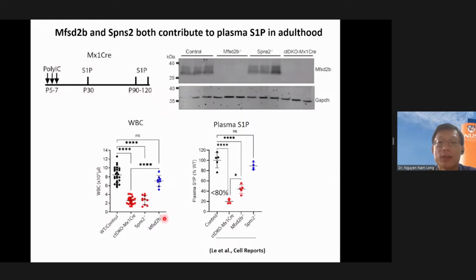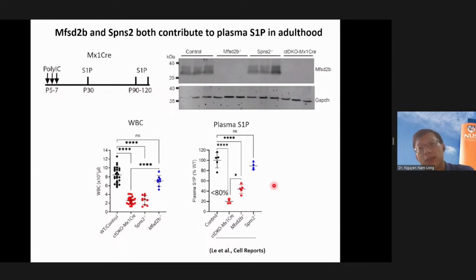Next, we wanted to see the plasma S1P level in the double knockout, as I show you here. You can see the wild type animals and the single knockout for SPNS2. In this case, we don't see a reduction. For the single knockout of MFSD2B, we could see about a 50% reduction of S1P. And when we measured the S1P level in the double knockout, it was reduced by about 80%.